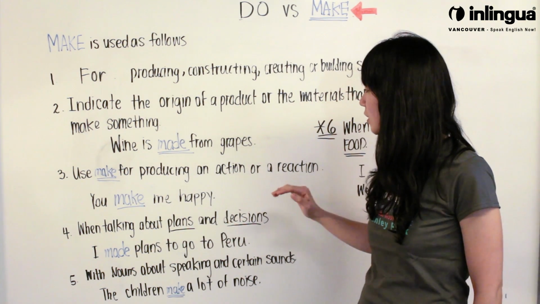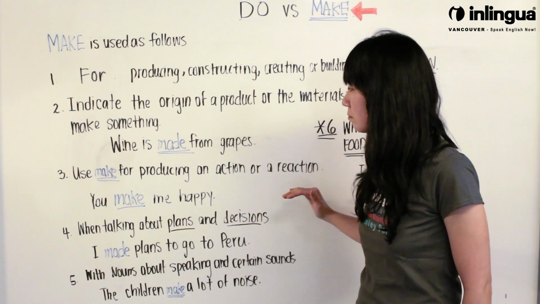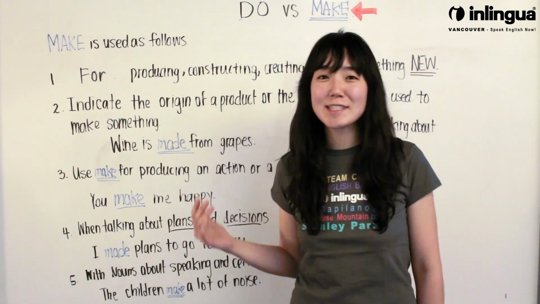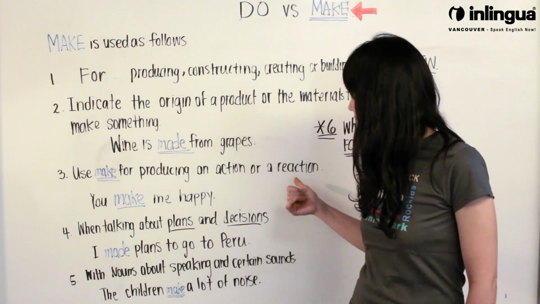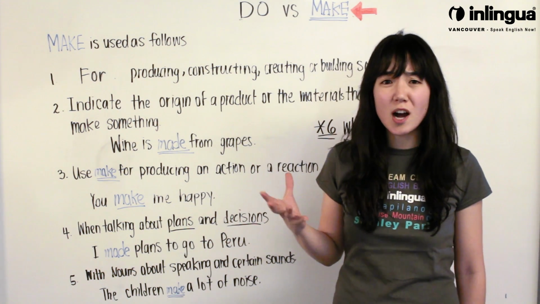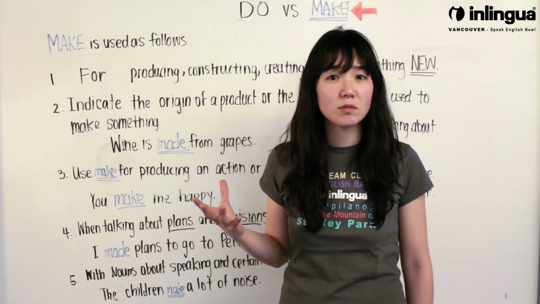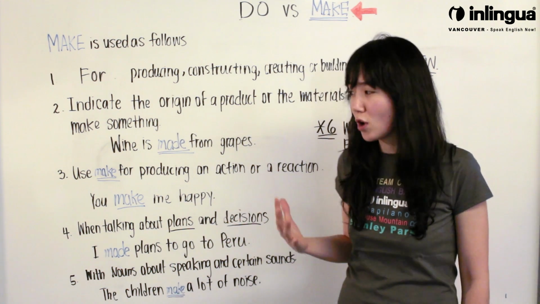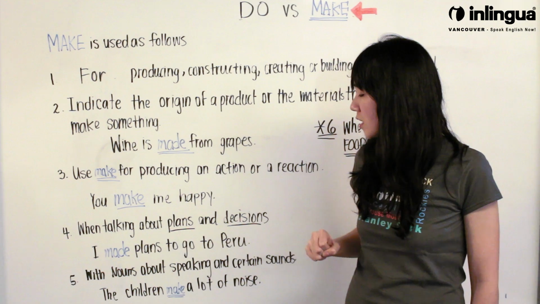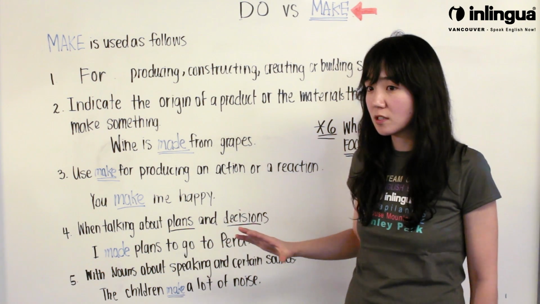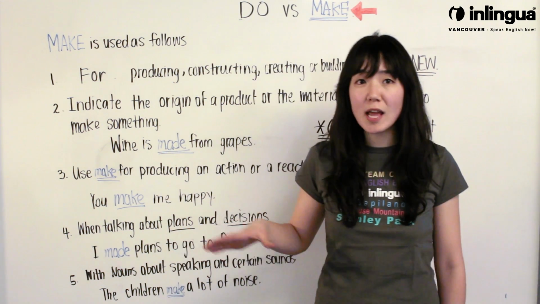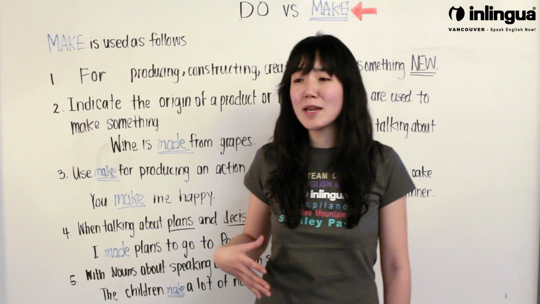Okay, so then we'll look at number 3. Use make for producing an action or a reaction. You make me happy. You make me smile. So that is a reaction or an action. How about onions? What do onions make you do? Onions make you cry, okay? Another one, number 4, when talking about plans and decisions. So you make plans for dinner, or you make plans to go on a trip, or you make plans to study English.